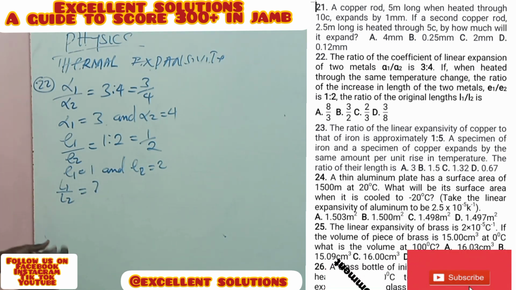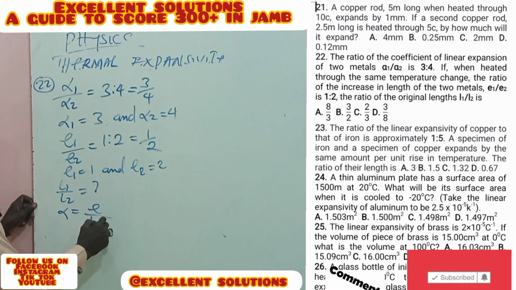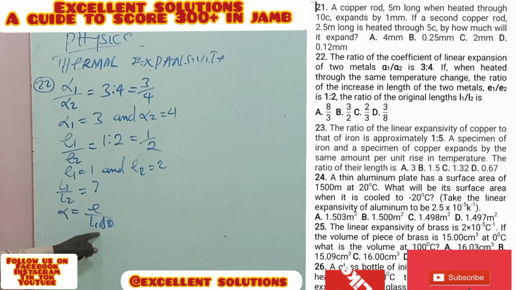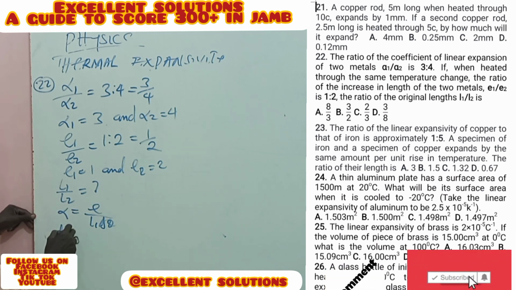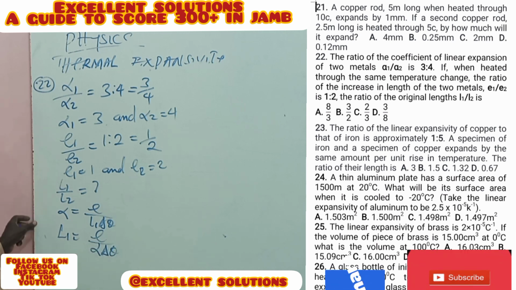Recall that we said alpha equals E over L1 delta theta. We make L1 the subject, bring it here and bring alpha here. We have L1 equals E upon alpha delta theta.